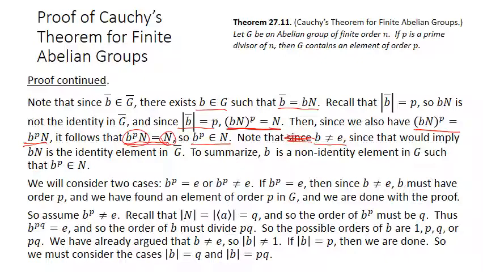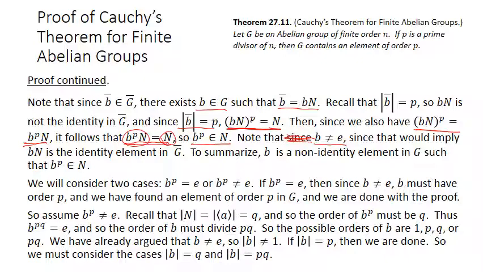So to summarize, what we've found so far is that b is a non-identity element in G, such that b to the P is an element of N. So now we're going to consider two different cases. Either b to the P is the identity or it is not the identity.